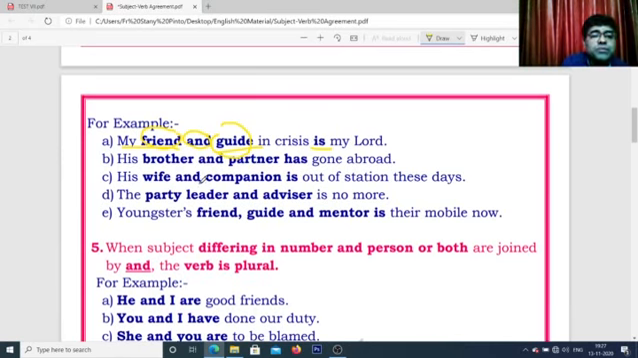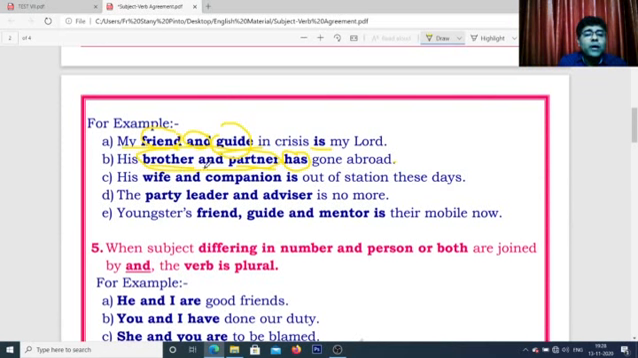Okay. His brother and partner has gone abroad. His brother and partner. So who is this brother? Brother and partner both refer to the same person. Hence the singular verb is used here. Present perfect. His brother and partner has gone abroad. When there is abroad, we never use in abroad or to abroad. Gone abroad, he is abroad.